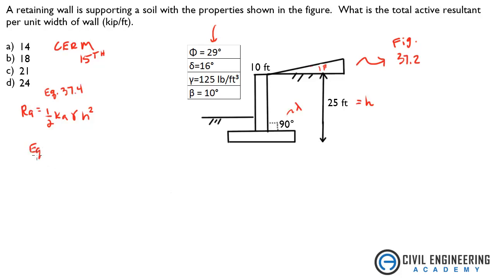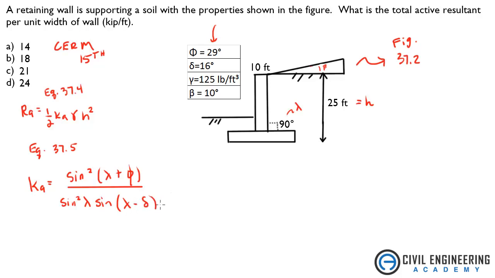So let's go to the big nasty equation, equation 37.5, and I will do my best to write all this out. It's a big one, but it tells us that Ka is equal to sine squared of lambda plus phi, all divided by sine squared lambda times the sine of lambda minus delta, and all that multiplied by 1 plus the square root of this ugly equation.